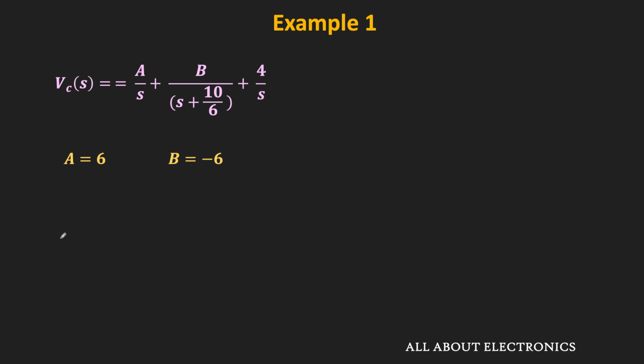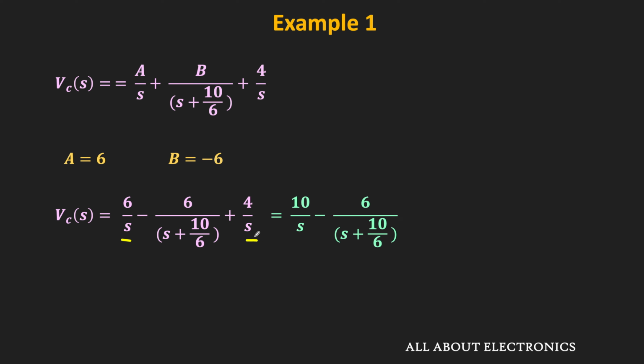After putting the values of a and b, the expression of Vc of s can be written like this. And further, if we add these two terms, then we can write this expression like this. Now as you can see, we can easily find the inverse Laplace transform of the given expression. We know that the inverse Laplace transform of 1 divided by s is equal to u of t. And using the frequency shifting property of the Laplace transform, the inverse Laplace transform of the second term is equal to e to the power minus 10 divided by 6 times t times u of t. Along with the coefficient, this is the expression of Vc of t.